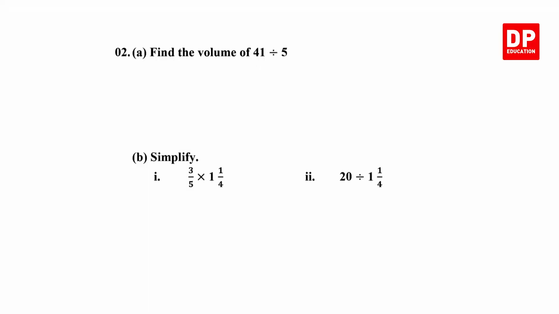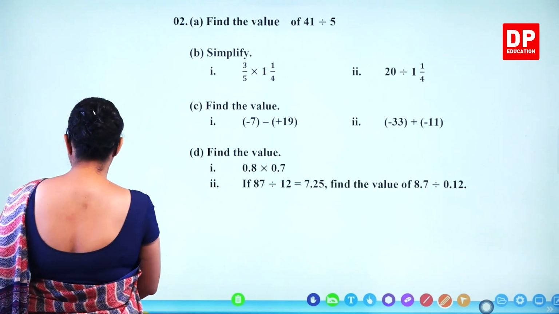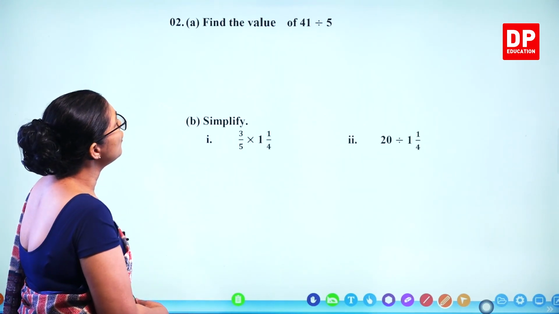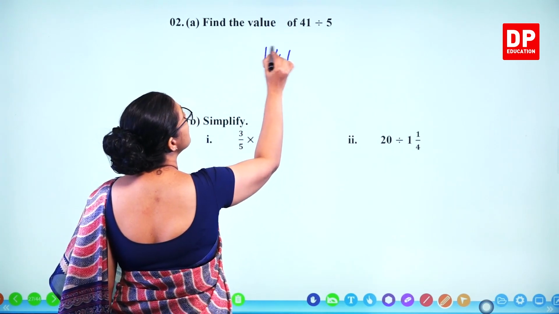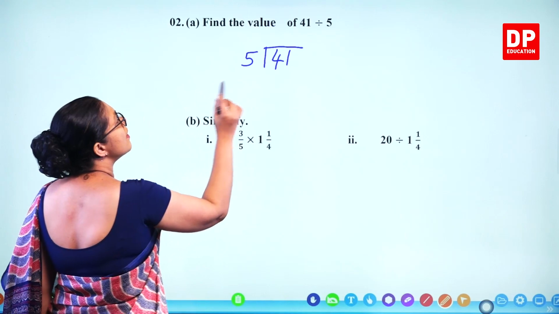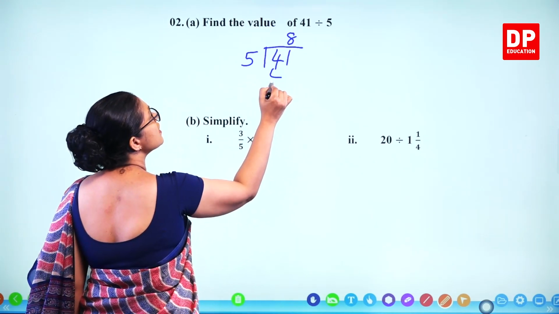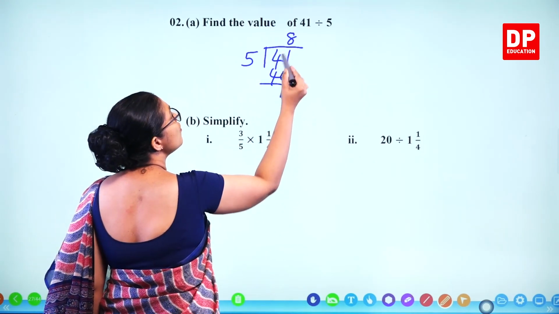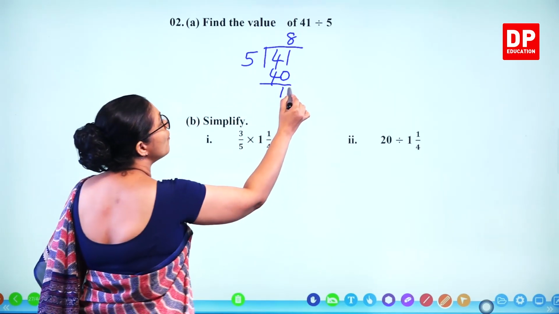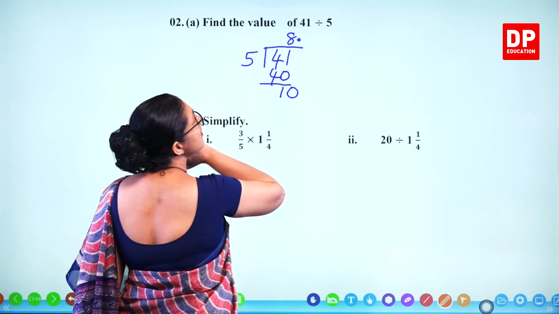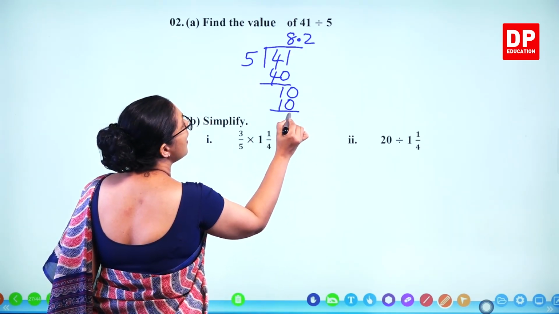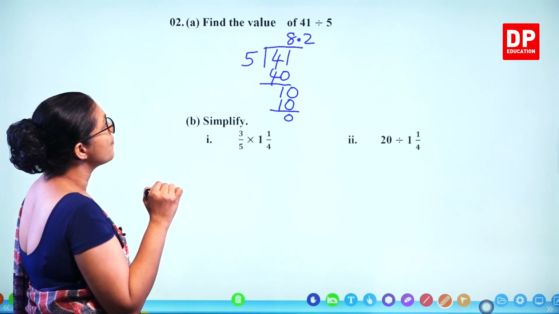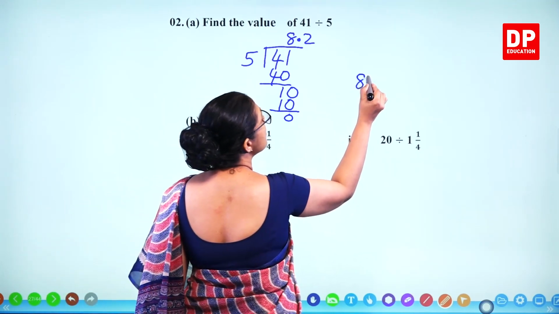Question number 2, you get A, B, C, D parts. Find the value of 41 divided by 5. So that's long division. Divide by 5. 5 times 8, 40. 1 remaining. Then you can take 0. When you take 0, this becomes decimal point. 5 times 2, 10. And you get remainder 0. So what's the answer? 8.2.